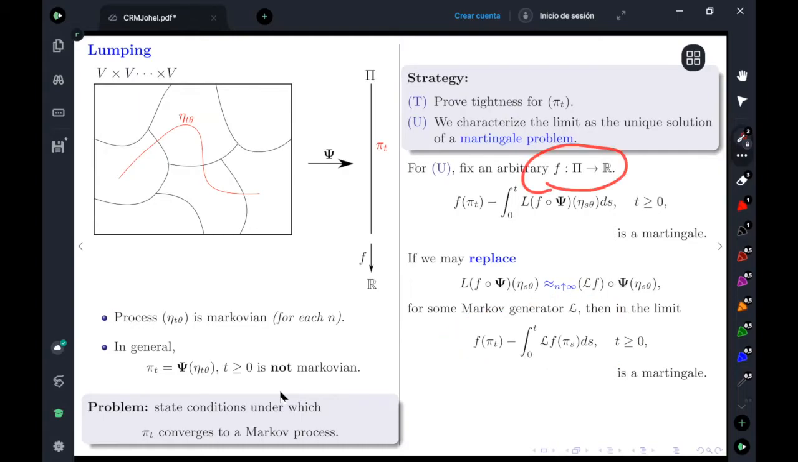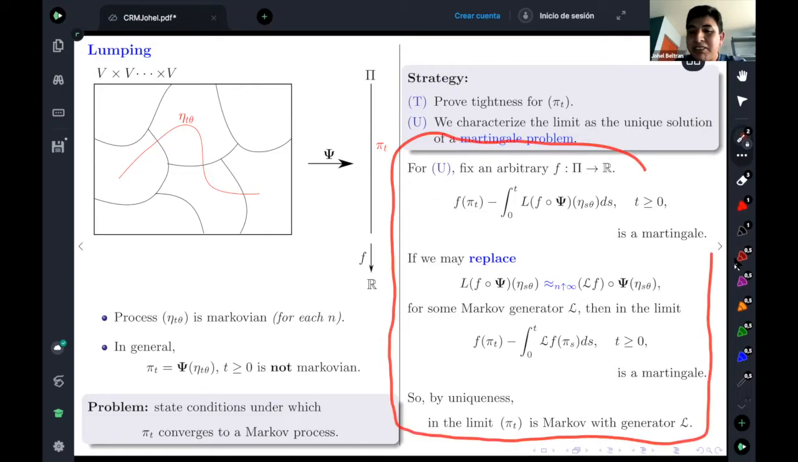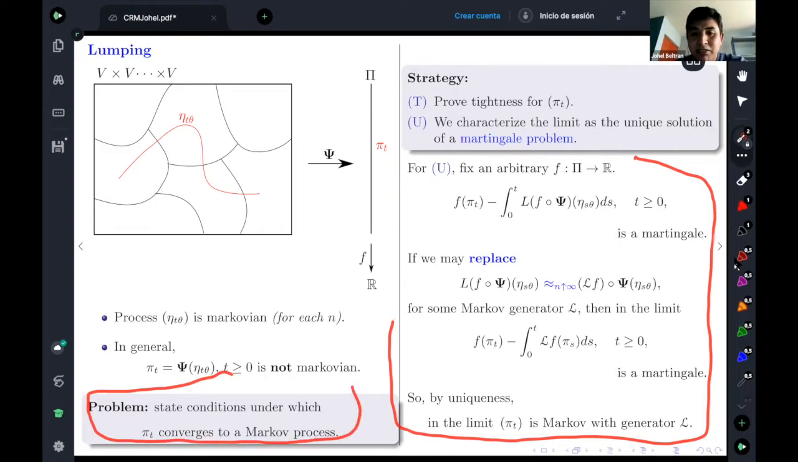In this case, for any function defined on the state space, we could say that pi t is the solution of the Markov problem. We conclude that pi t is a Markov process we generate. Okay, so this is the way in which we try to use the Martingale approach introduced by Strook and Varadhan in order to solve this problem of lumping. Okay, so here we still are in the general setting.